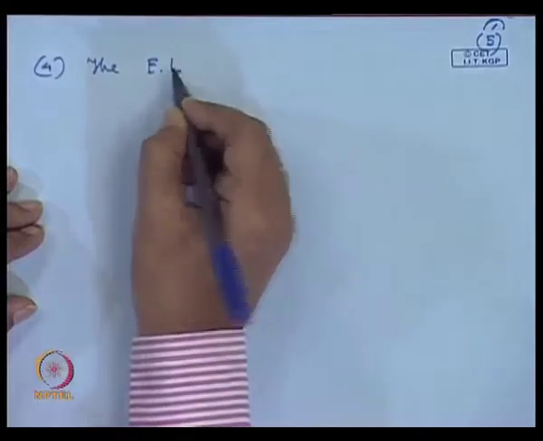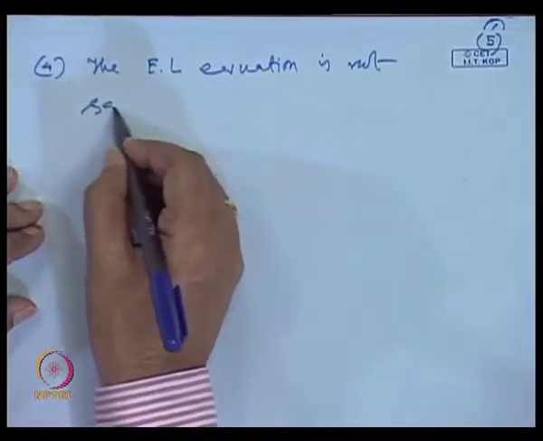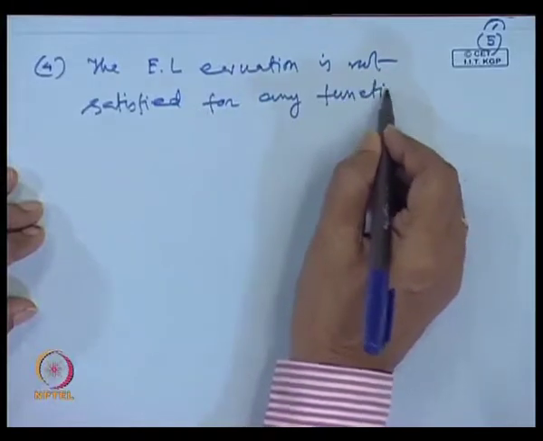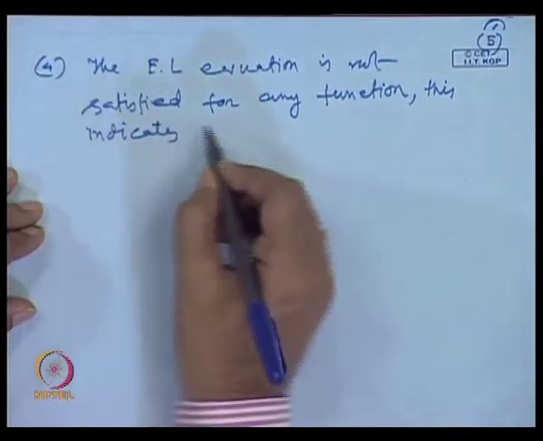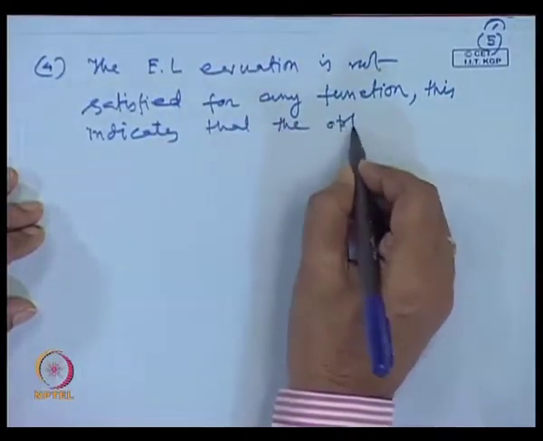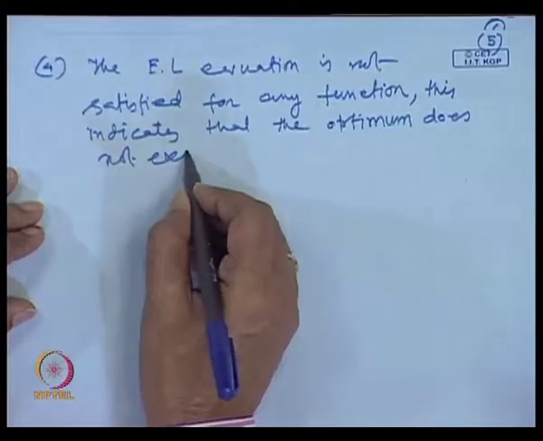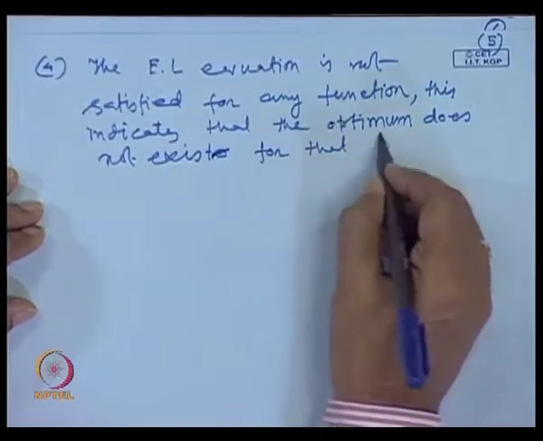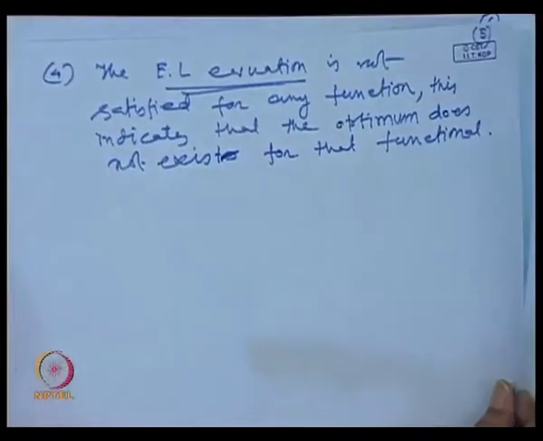So, we can write the remark: if the EL equation, Euler-Lagrange equation, is not satisfied for any function, this indicates that the optimum does not exist for that functional. So, we have to satisfy this, otherwise the optimal value of the functional does not exist.